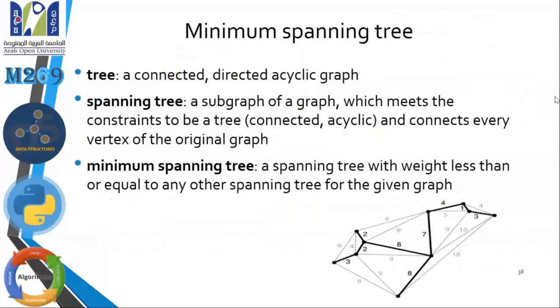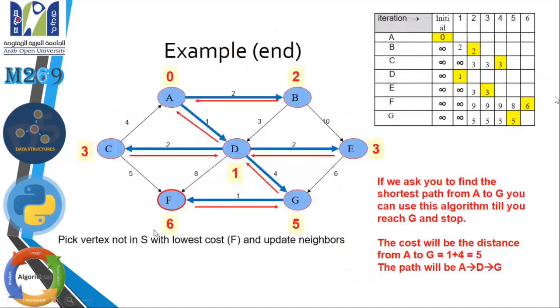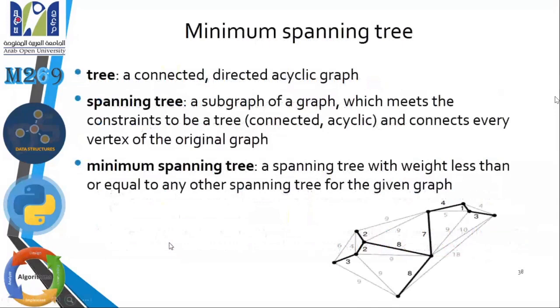Last for today, minimum spanning tree. In the minimum spanning tree, it is a connected, undirected, acyclic graph. A spanning tree is a subgraph of a graph. So you have a graph, all of these are graph, then you will draw a spanning tree. That is a subgraph, so you will eliminate some of the edges. طبعا هي in a way or another similar to Dijkstra.